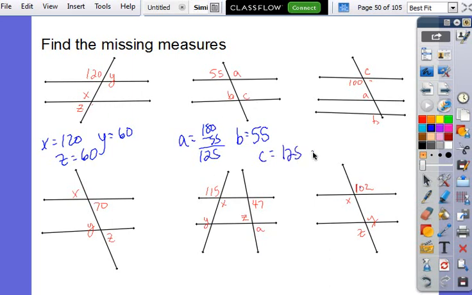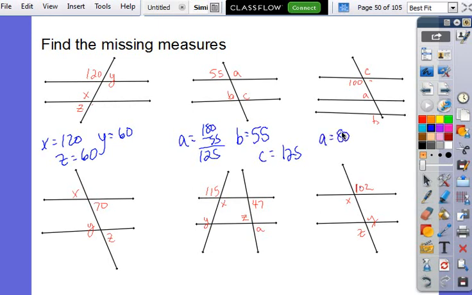Let's go ahead and do the third one down here. What are 100 and A? Consecutive interior. What's the rule for consecutive? They add up to be 180. So if this one is 100, that was 180. A has got to be 80 to make it 180. And then what about C? Let's go ahead and do C.